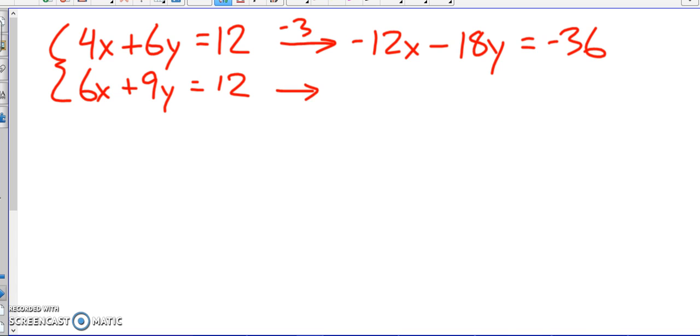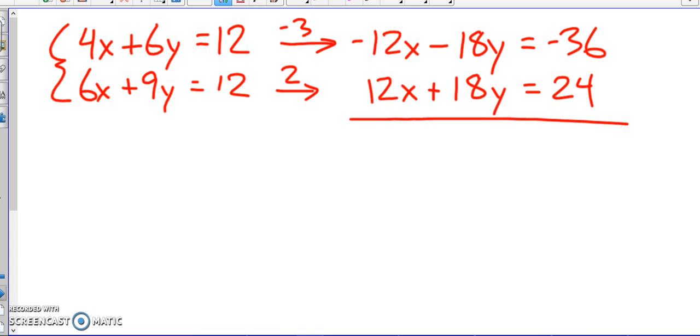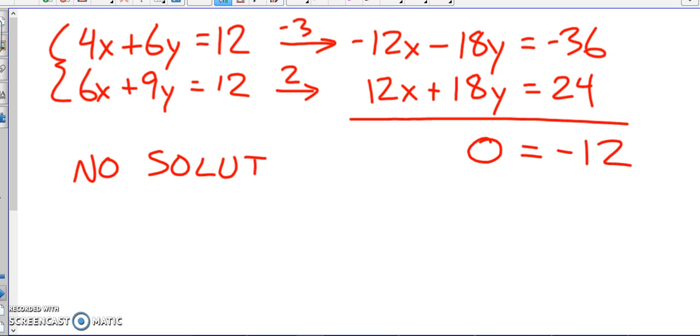And what would I multiply the bottom one by? 2, because I want it to be positive. So this would be 12x plus 18y equals 24. And then when I add those together, so if all this cancels out, what do I get? 0. And I get 0 equals negative 12. Well, crap, that isn't true. So that means there's no solution. Because the lines were parallel.